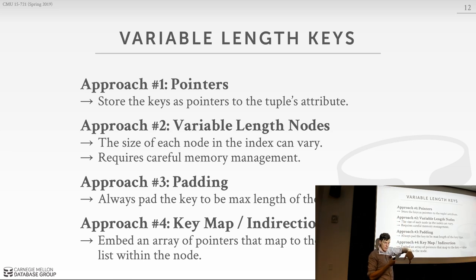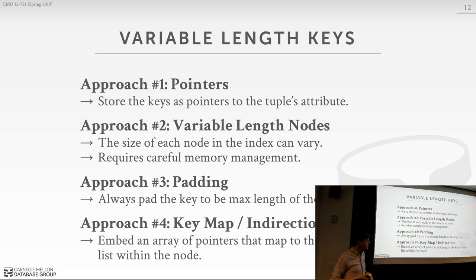If I'm traversing a node and I want to know what key I'm looking at, I'll have a fixed-length 64-bit pointer, jump to the tuple, and then I can see what the actual key is. As we said before, this sucks. You don't want to do this because it's going to be a cache line fill or cache miss every single time you have to follow the pointer, and that indirection is going to be bad for your instruction pipeline.